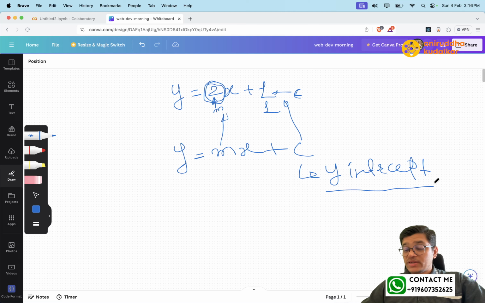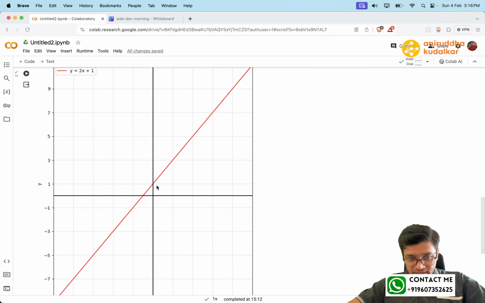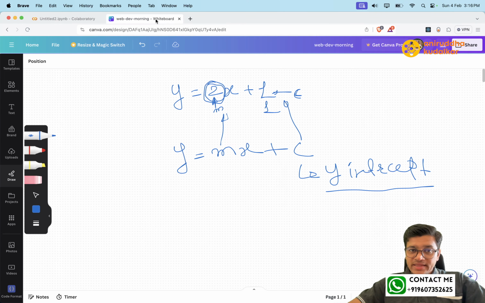Y-intercept. The line which is intercepting the y-axis, that point. Can you see that point is 1 over here? This is nothing but 1. And if you look at the equation, in the equation also it is written as plus 1.